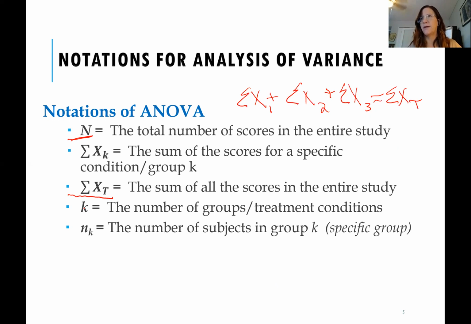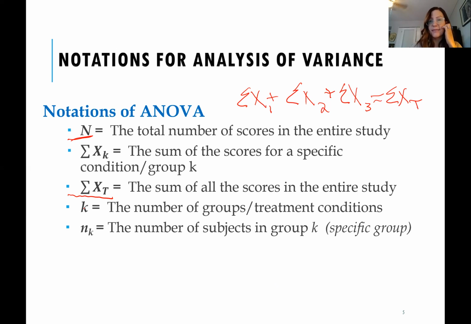And this was the same as it was in the independent t-test when we were looking at the HOV, when we were looking up a critical value for that. So K is just a common term for the number of treatment conditions.